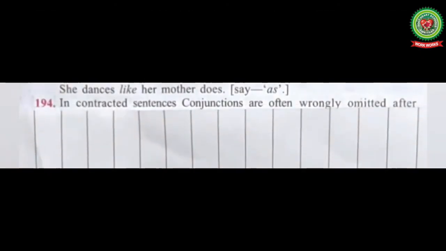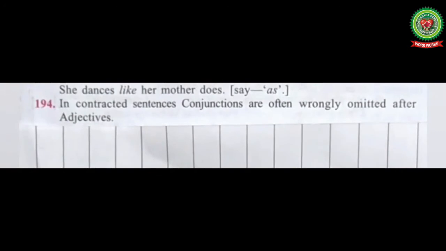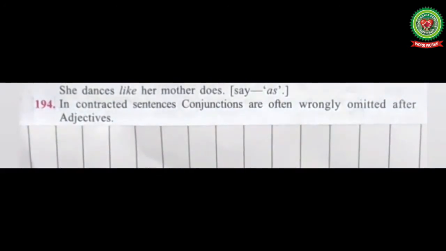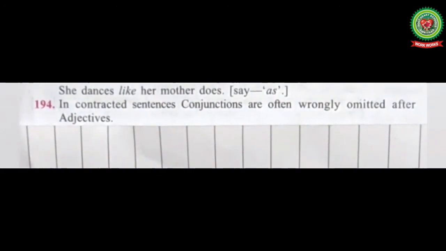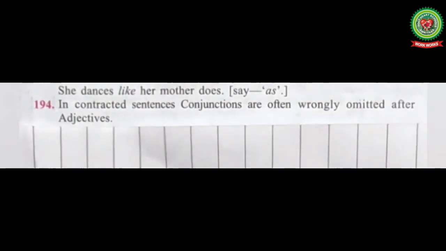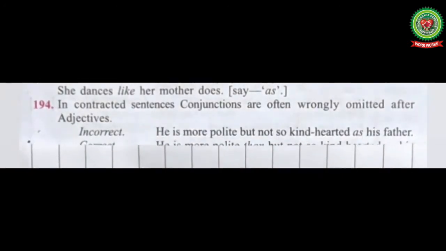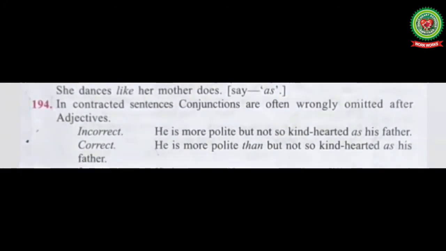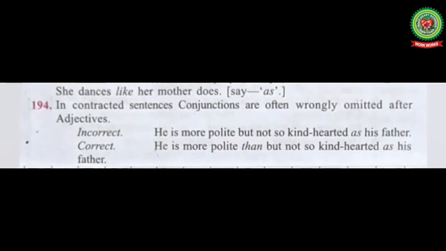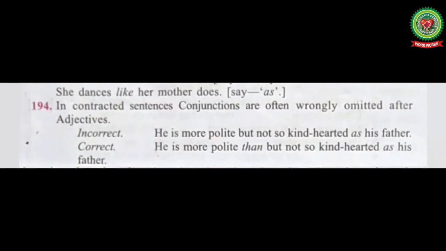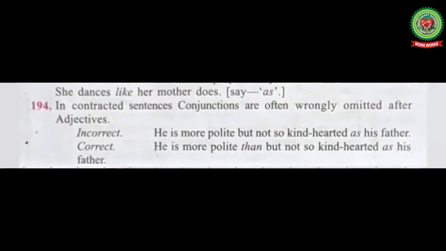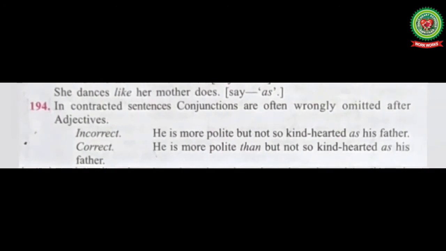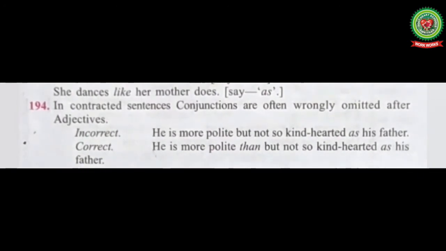Let's proceed further. In contracted sentences, conjunctions are often wrongly omitted after adjectives. Let's read the examples. He is more polite but not so kind-hearted as his father. In this statement, we have two comparisons. He is more polite than his father, and the other is, he is not so kind-hearted as his father.